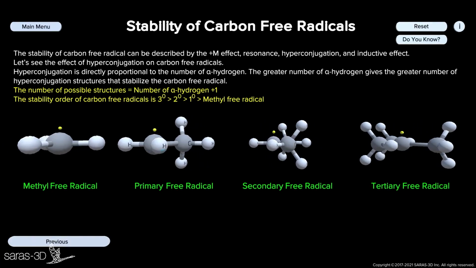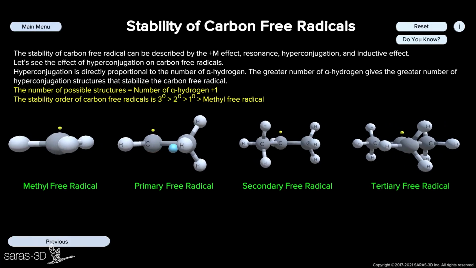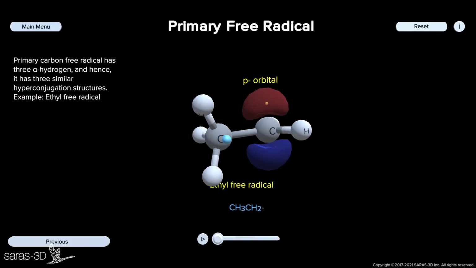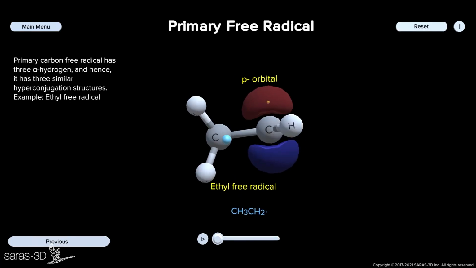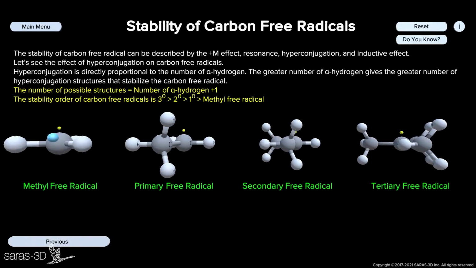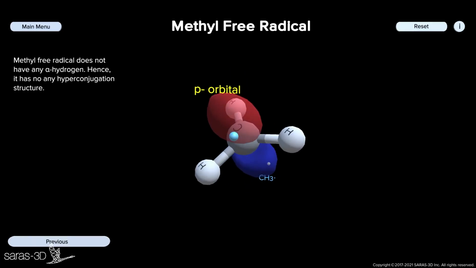Why? Because it has got more number of alpha hydrogen if you compare with the methyl free radical. In the primary free radical, we can see there are 3 alpha hydrogen. Okay, and so it is going to have how many possible hyperconjugation structures? There are going to be 3 plus 1, that is 4 hyperconjugation structures. And lastly, we are going to have methyl free radical. It does not have any alpha hydrogen, as we can see here.